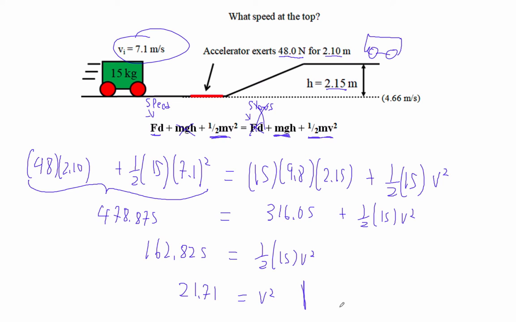And then I'm going to square root this, both sides. So second square root, second answer. And I get 4.659. V is 4.659 meters per second. Ta-da.